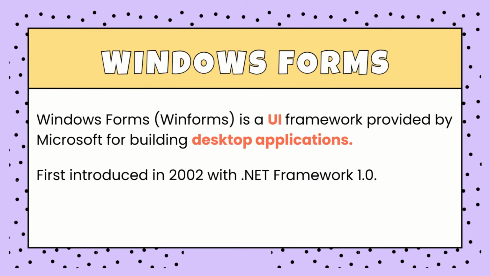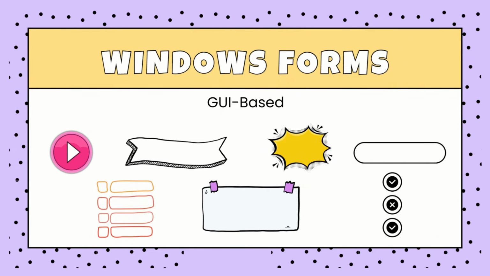So let's have a quick introduction to Windows Forms. Windows Forms, also called WinForms, is a user interface framework provided by Microsoft for building desktop applications. They were first introduced with .NET Framework 1.0 back in 2002, almost 2 decades ago. Using Windows Forms, we can create GUI-based applications, like we can work with buttons, text boxes, labels, menus, and many other controls.